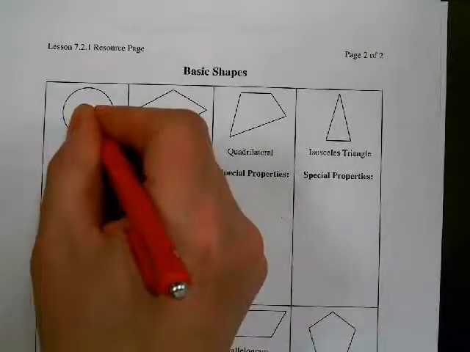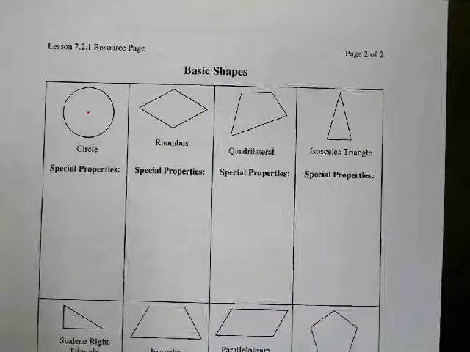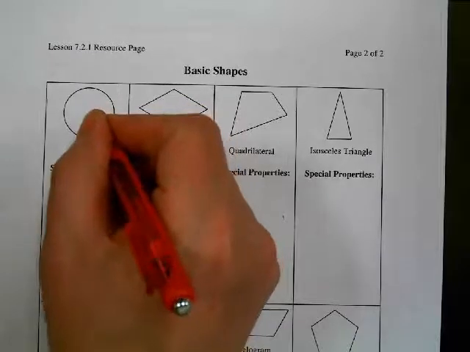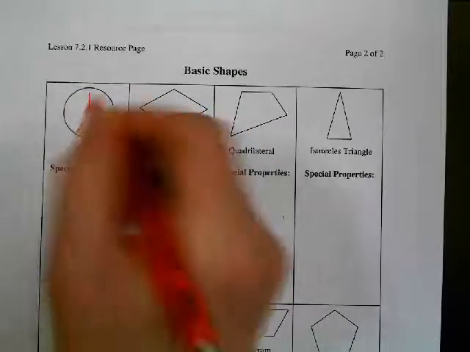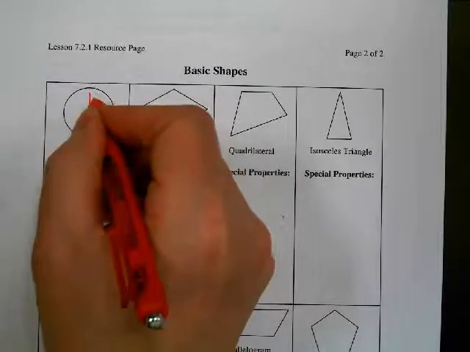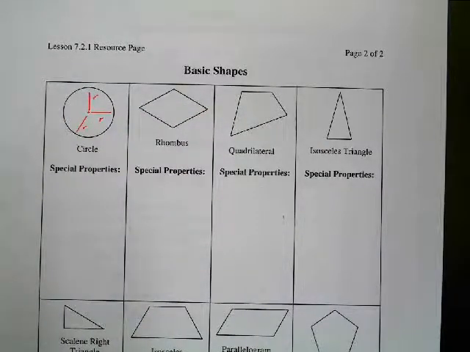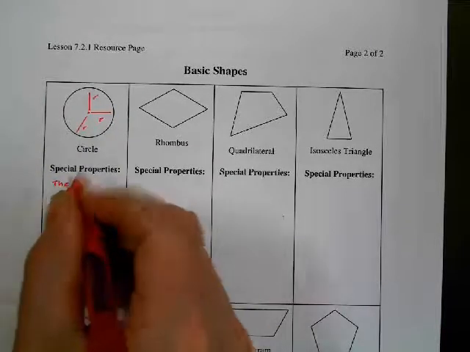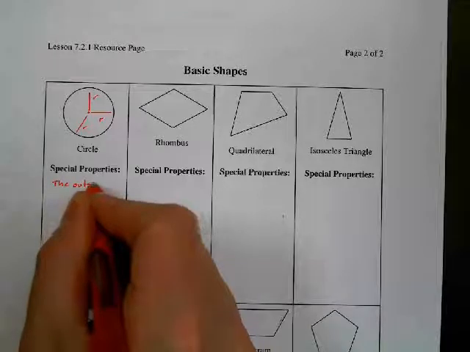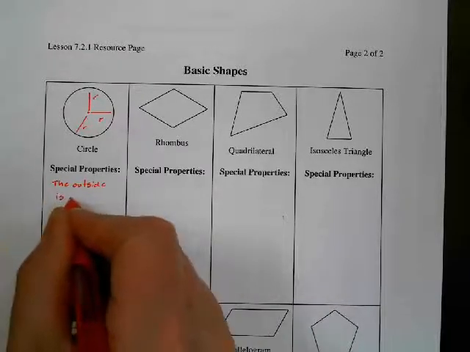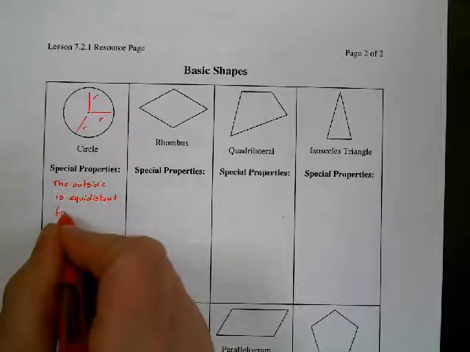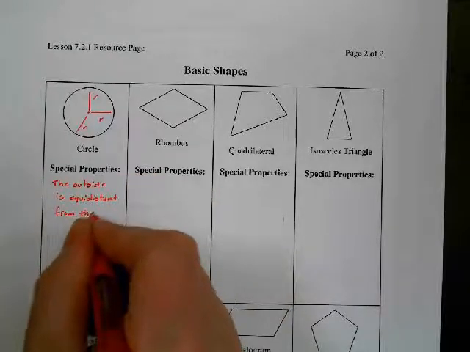It's the same distance. So anytime that we connect the center with a side, that is called a radius, and they're all the same. So that's an R, that's an R, that's an R. Let's stick with that. That's a special property: the outside is equidistant from the center. I'm happy with that. Let's move on.